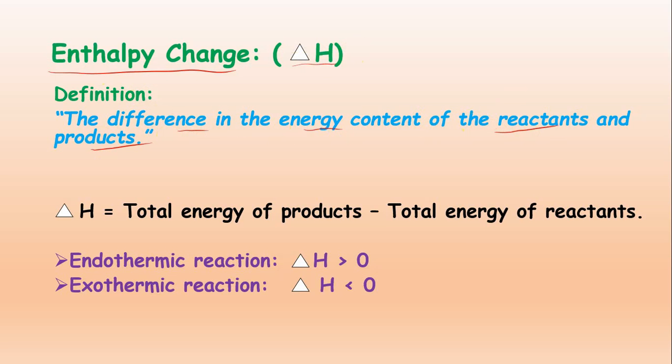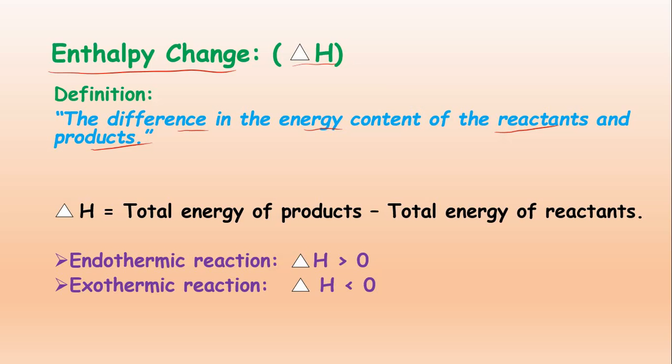Suppose we have discussed endo and exothermic reactions. For example, in an endothermic reaction, heat energy is absorbed by the reactants. So when reactants react to produce product, what will happen? Products will have more energy as compared to reactants, because they have absorbed the energy. So in an endothermic reaction, delta H will be a positive value.